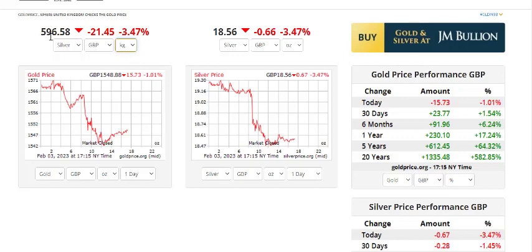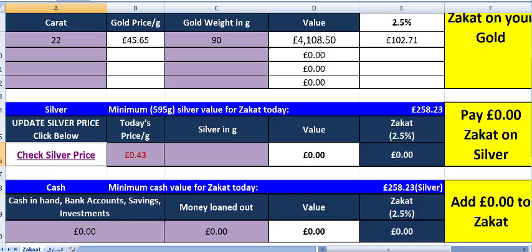Kilo is 596. So 1 gram, how much is going to be? 0.56. Means 60p per gram, roughly. So that price we are taking and put it on the table. Yeah. Here. It's going to be 0.596.